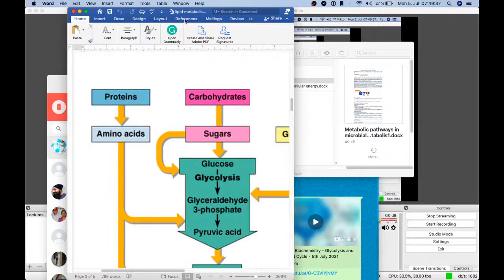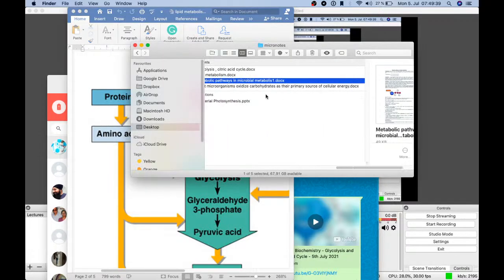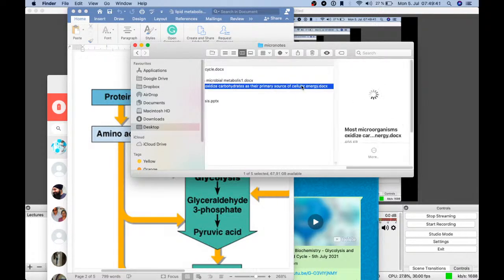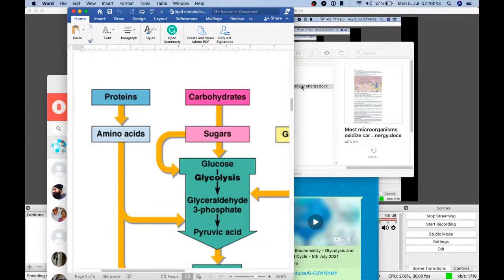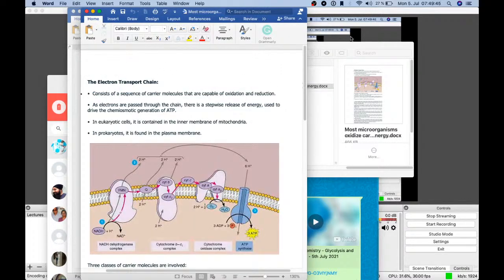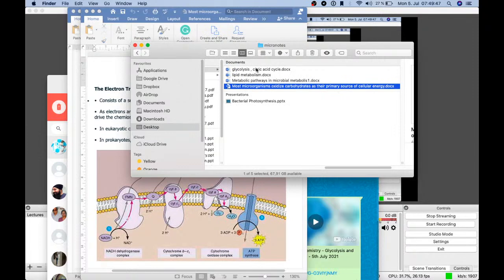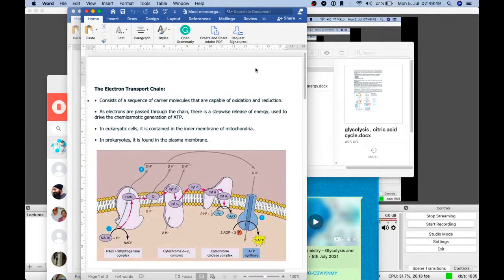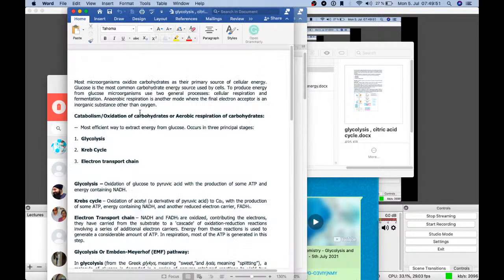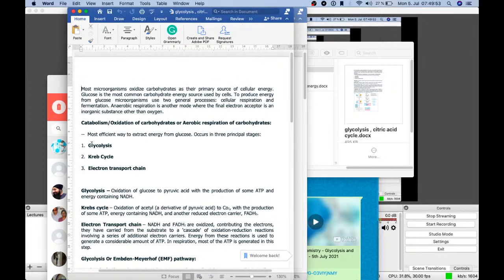Okay. Now we take a little bit about the electron transport chain. We have discussed the glycolysis cycle, we have discussed the Krebs cycle in the aerobic respiration of carbohydrate, and the third part is your electron transport chain. So we will discuss this now.